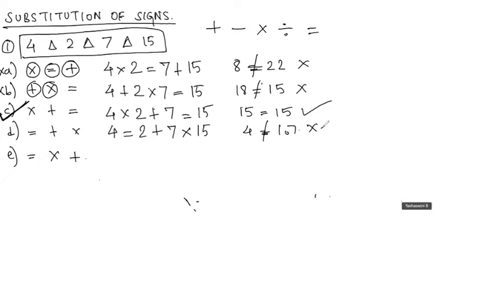Okay, now tell me the last option. 4 is equal to 2 into 7 plus 15. Correct. So before equal to it is 4. After equal to, we should check that. 2 into 7. What is 2 into 7? 14. 14 plus 15? 29. Is it equal? It is not. So even this is wrong.